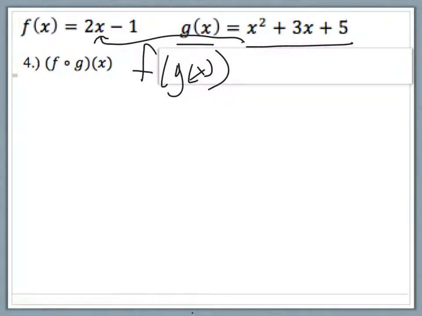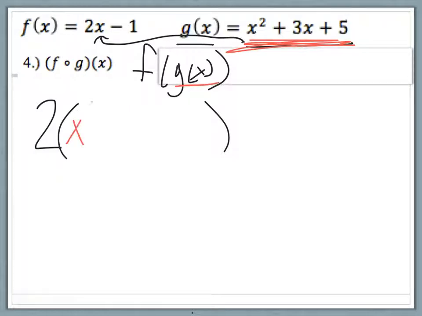I'm going to have my f function, 2 times, and now I'm going to plug in this g function. I'm going to use a different color to show you. Our g is this one, so we plug it into our f. We plug in x squared plus 3x plus 5 into the spot where the x was in f of x, and then bring down that minus 1. So we just took g and substituted it in for the x of the other function.